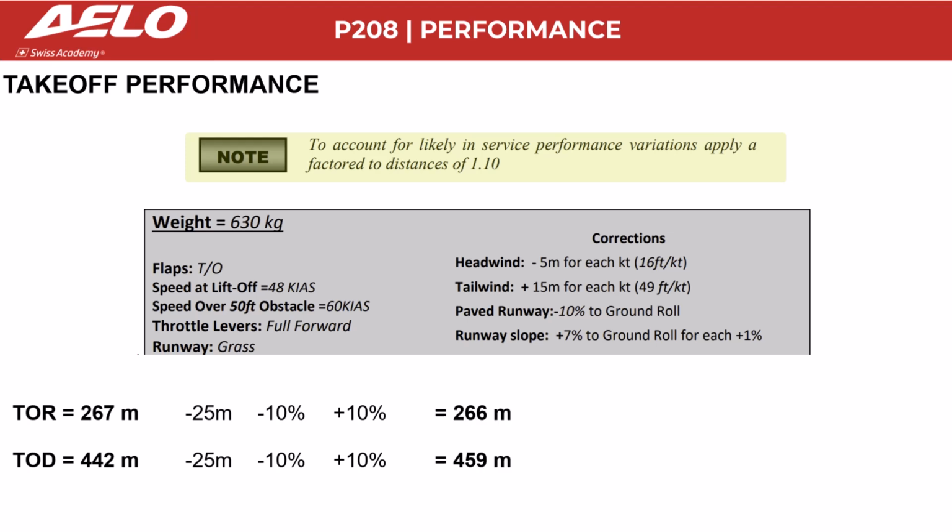The final result is 266 meters for the ground roll and 459 meters for the takeoff distance. Since the takeoff distance is less than the distance available on the chart, we can take off.